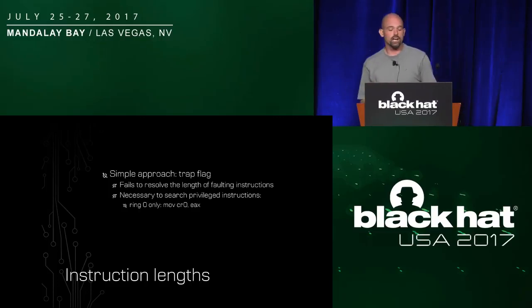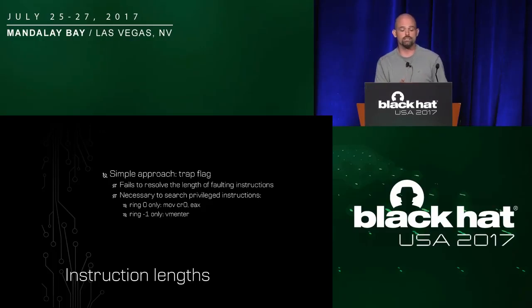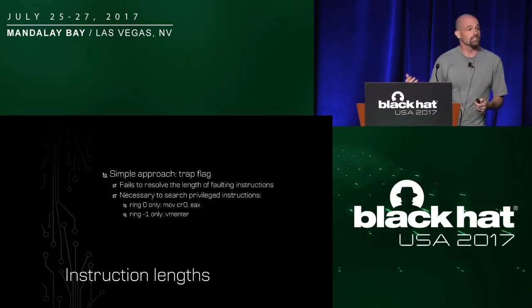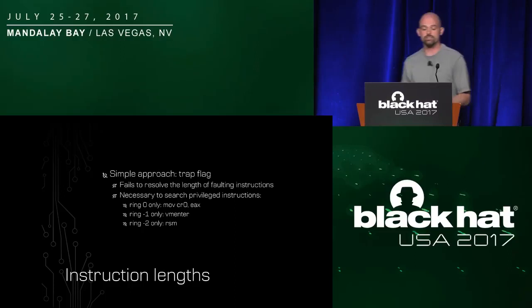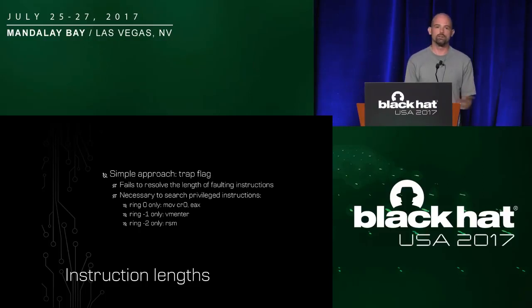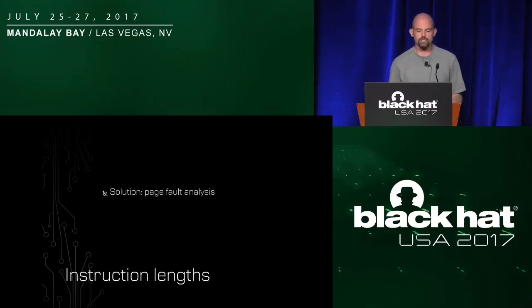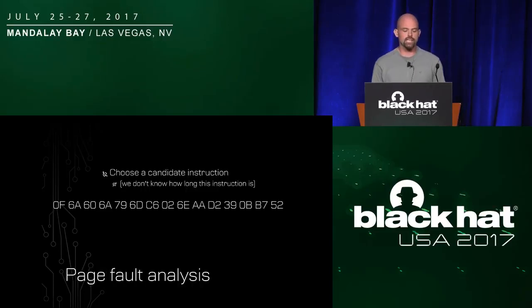For example, loading a control register is an instruction that only exists in ring 0. The VM enter instruction only exists in the hypervisor. The resume instruction only exists in system management mode. I want to find all of these instructions regardless of where I'm scanning from. So I need to be able to find the lengths of faulting instructions as well as executing instructions. The solution I came up with was a sort of page fault analysis.